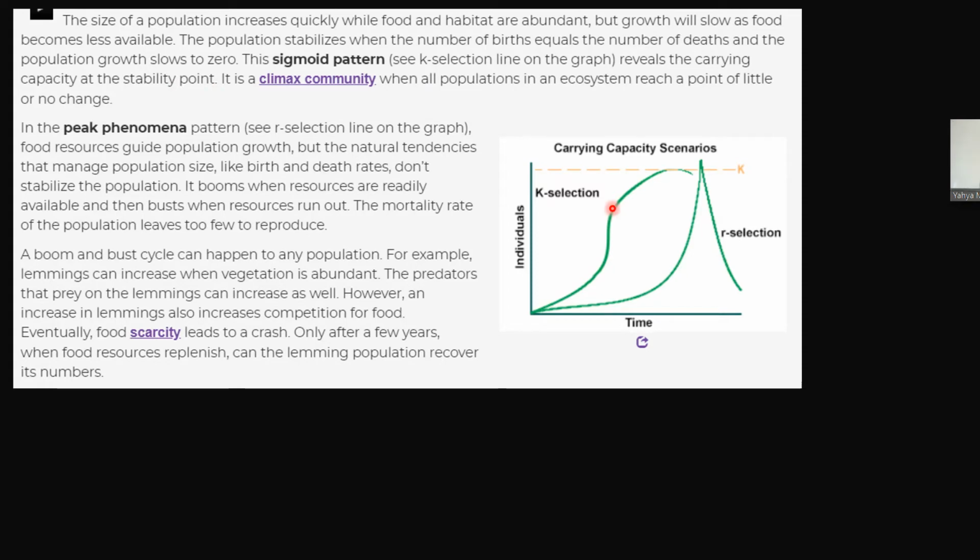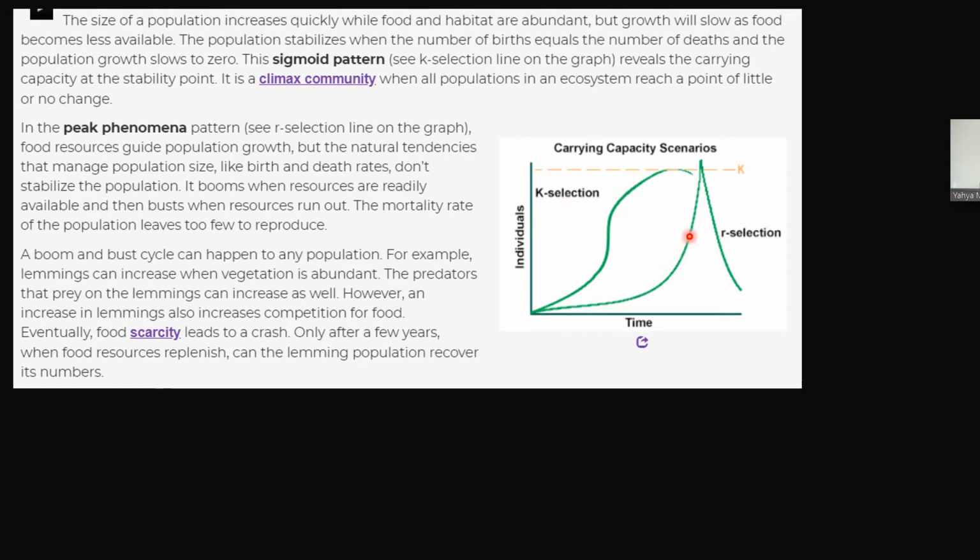So right over here, when it starts to kind of curve back down, it's not growing as fast anymore. That kind of tells you a little bit about the carrying capacity, right? Because it's not growing as fast anymore. It's kind of approaching the limit of its growth of that population, right?